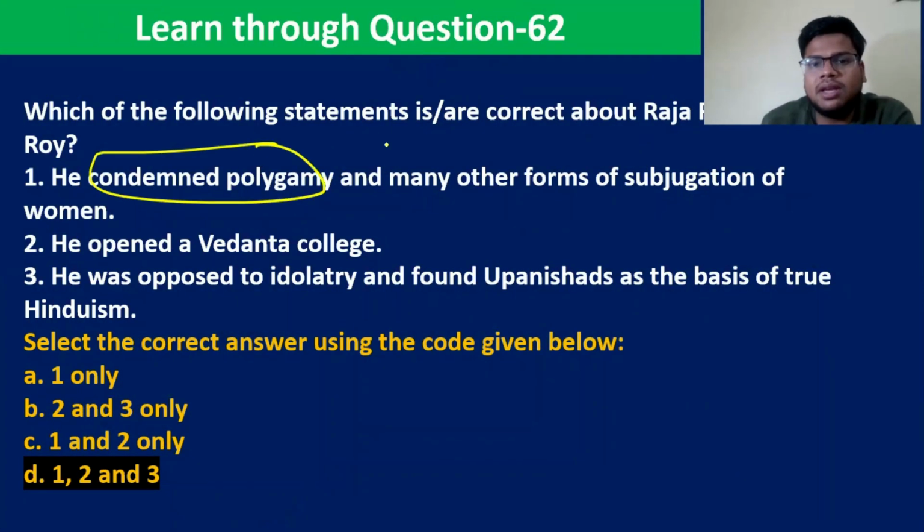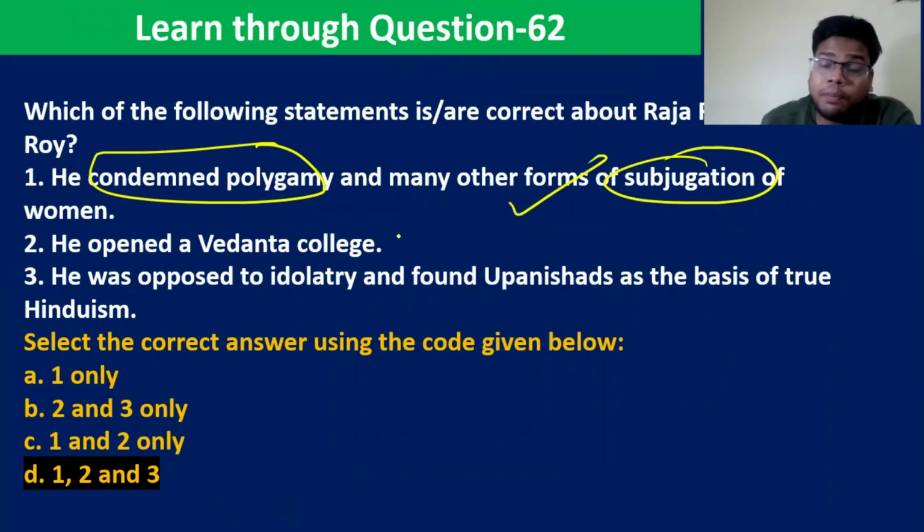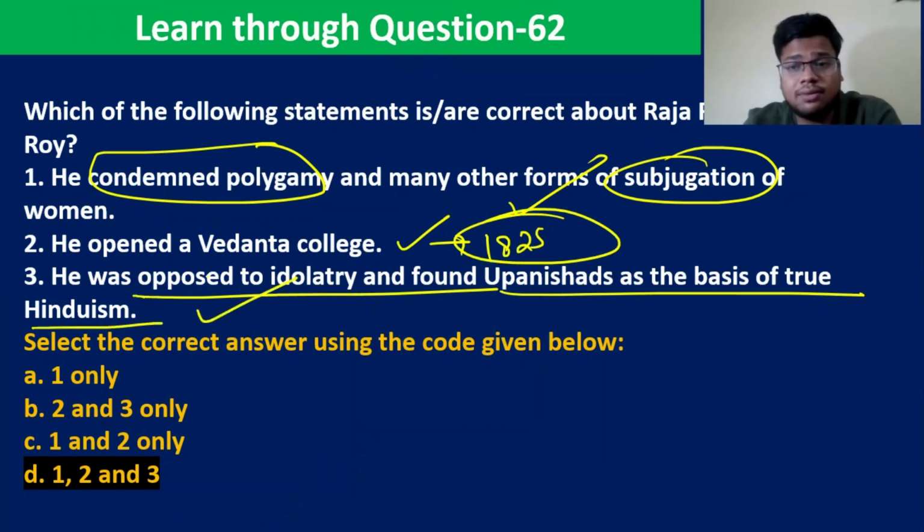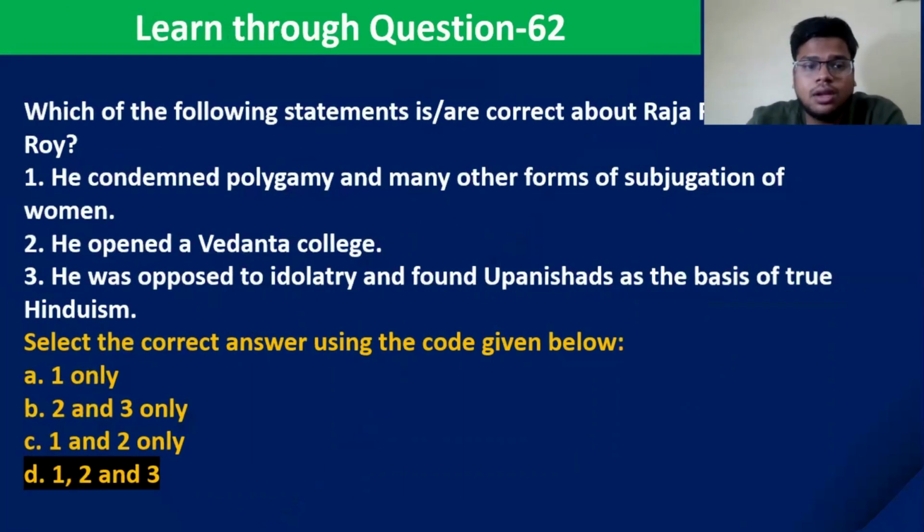He condemned polygamy and many forms of subjugation. Yes. He opened a Vedanta school in 1825. We have discussed that. Then he was opposed to idolatry and found Upanishad the basis of true Hinduism. Yes. He was in favor of monotheism.